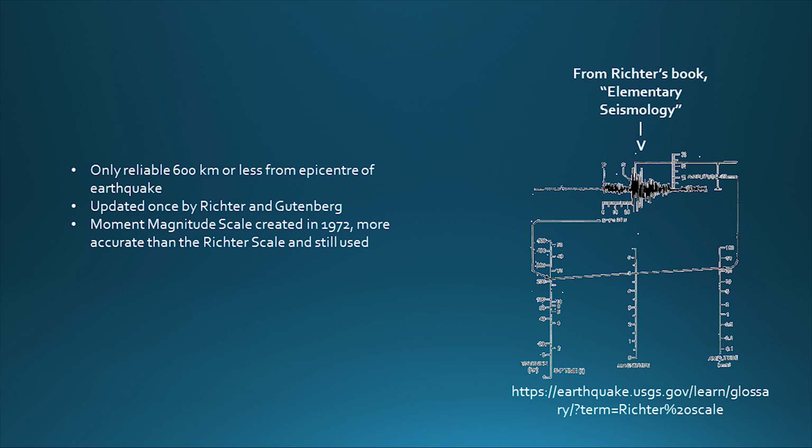The Richter scale was only reliable if the measurements were taken 600 kilometers or less away from the epicenter of the earthquake, so Richter and Gutenberg updated it. In 1972, the moment magnitude scale was created, which was more accurate and is currently used today.